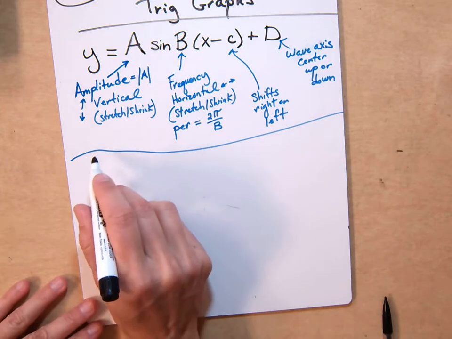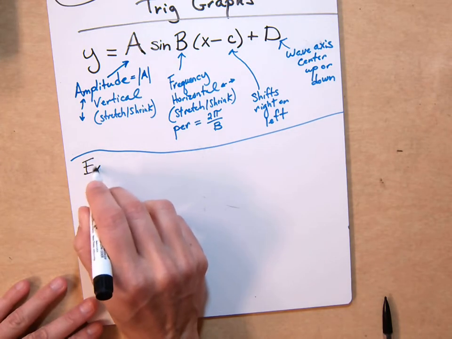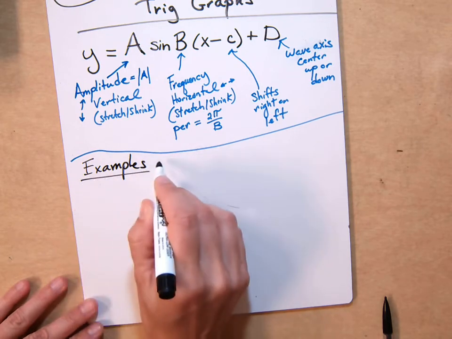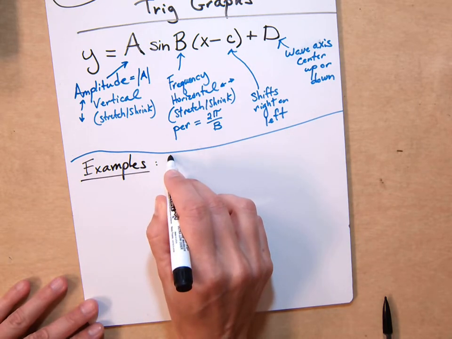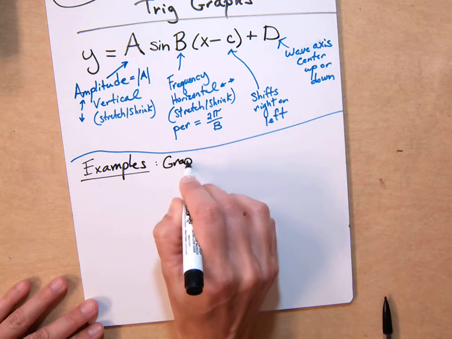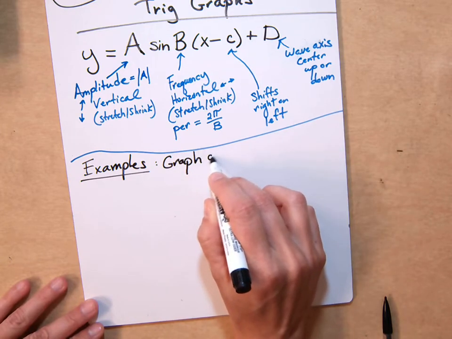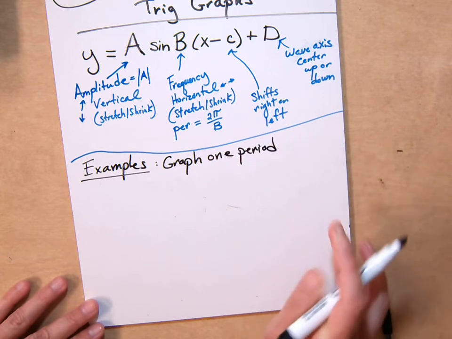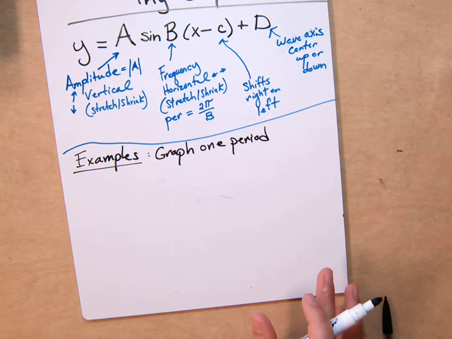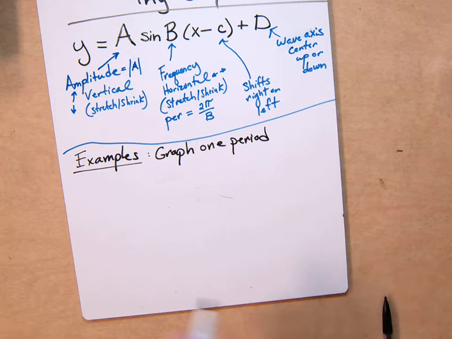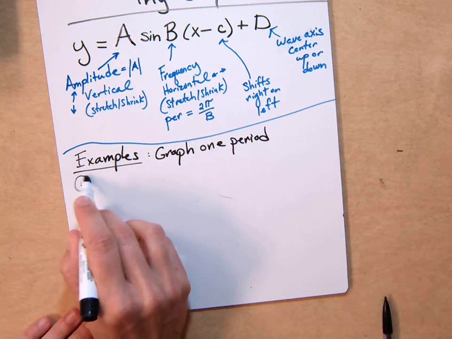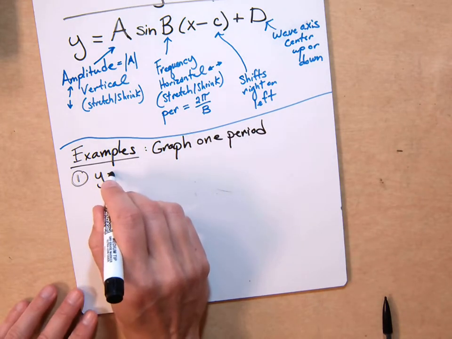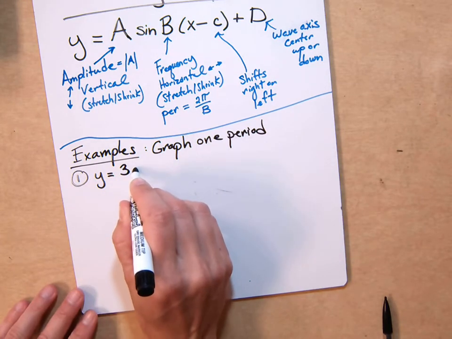So examples, we're just going to do examples now. And we're going to only graph one period of each example. You can always repeat it. So whatever it is, we're going to graph one period. And we're going to do 5 examples together. So number 1, y equals 3 cosine x.